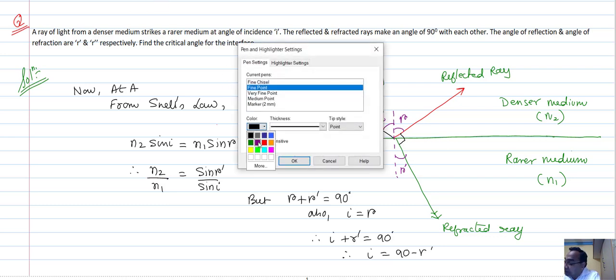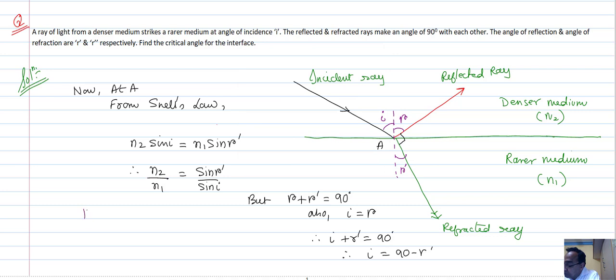If I substitute that, what do we get? N2 by N1 is equal to sin R dash upon sin I, where I is 90 minus R dash. So that is sin of R dash by cos of R dash. This is N2 by N1. So therefore N2 by N1 comes out as tan of R dash. Now, critical angle.